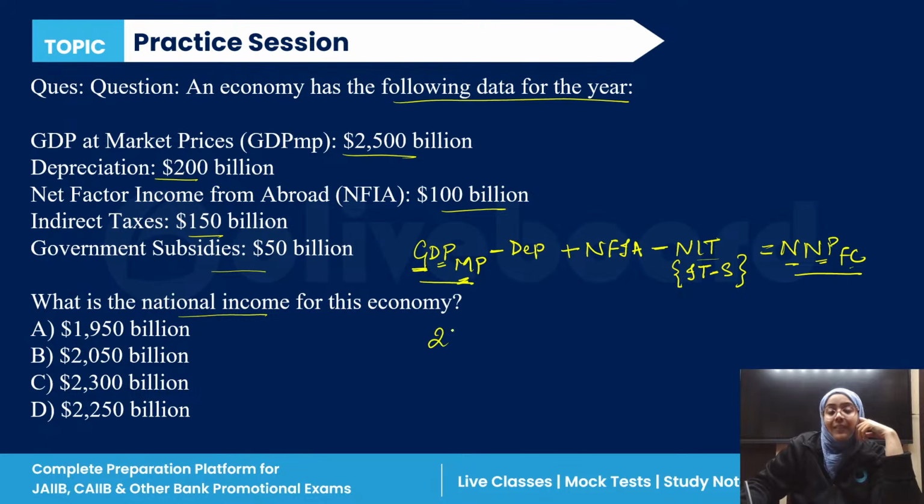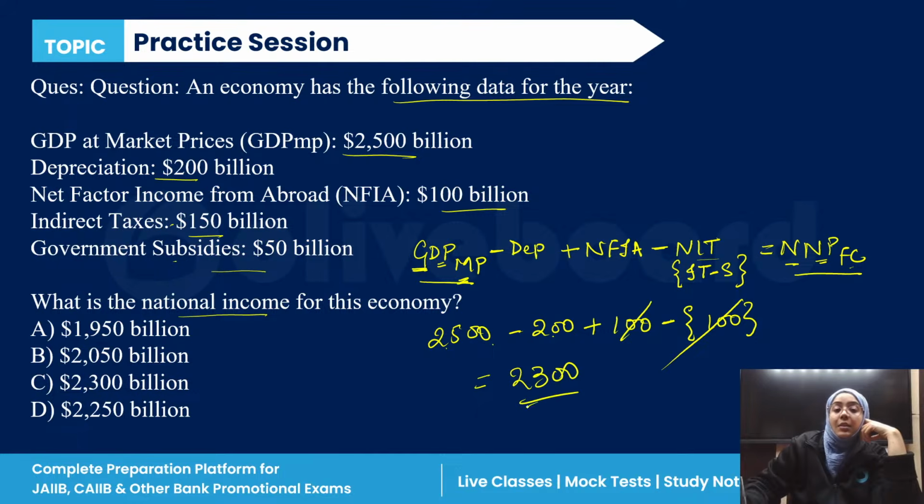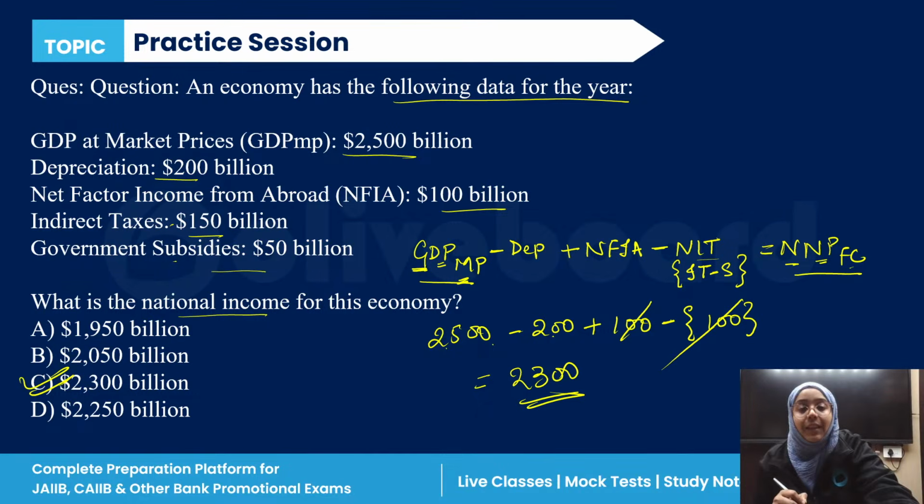So GDP at market price is 2500, minus depreciation 1200, plus NFIA 100, minus net indirect taxes, that is indirect taxes minus subsidy, which is 100. So 2500 minus 200 is 2300. So the correct answer is C. Ravi, why D? C is the correct answer, as simple as that.